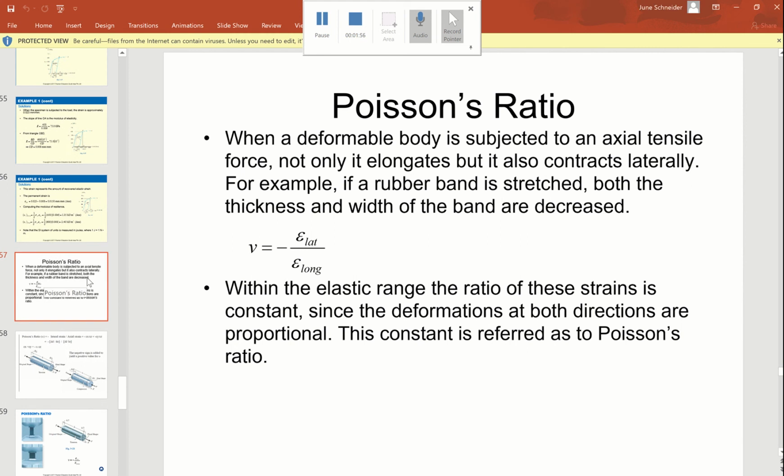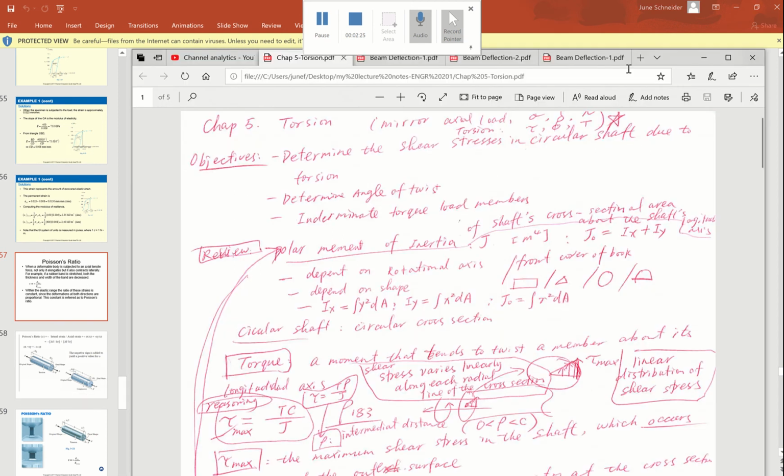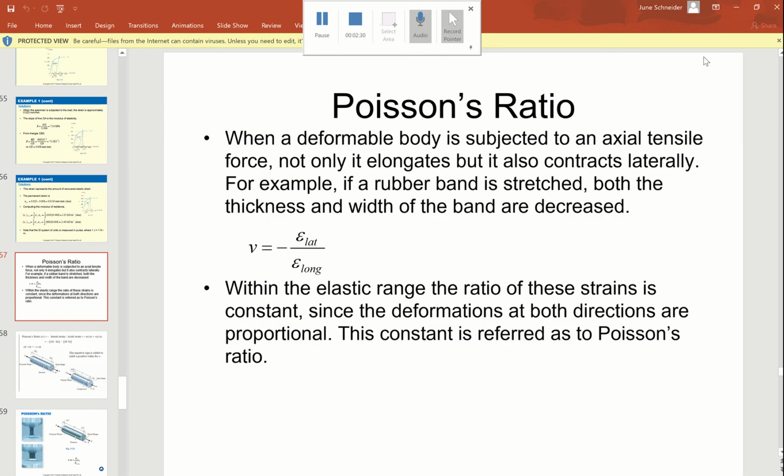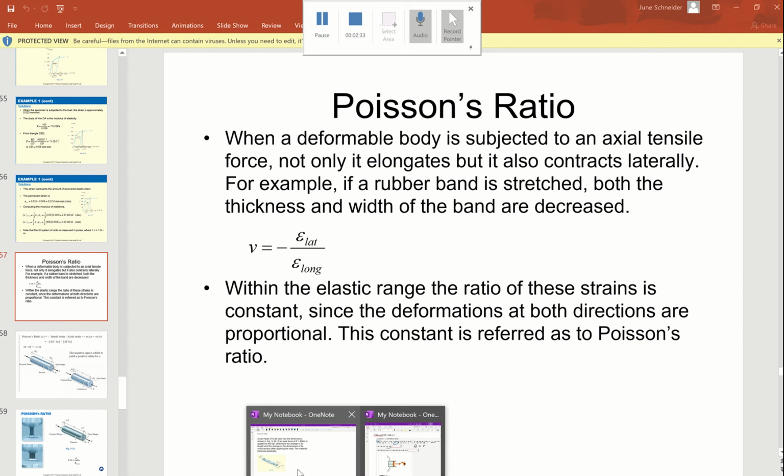So knowing that, why is this information helpful? Because when you are studying a material, you might want to know how much it elongates in the z-axis, the longitudinal direction. But you also want to know how much thinner it gets in the cross section, in the lateral direction. That's where this ratio is really helpful. So I invite you to look at this example. Let's look at this one here.